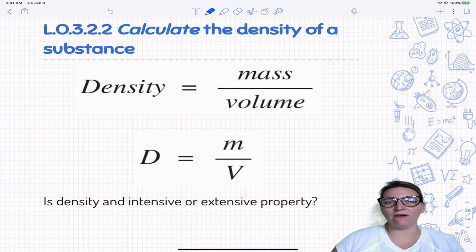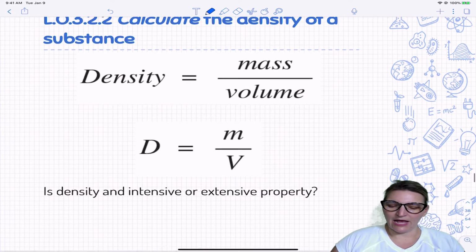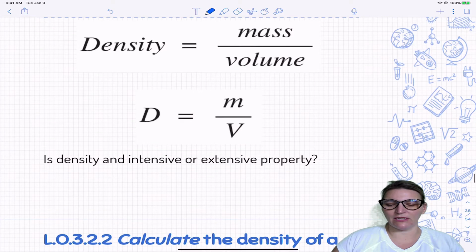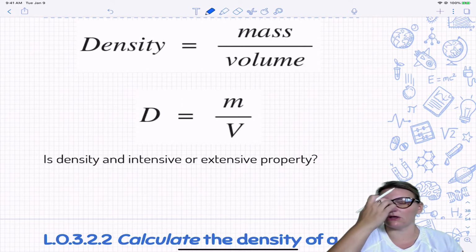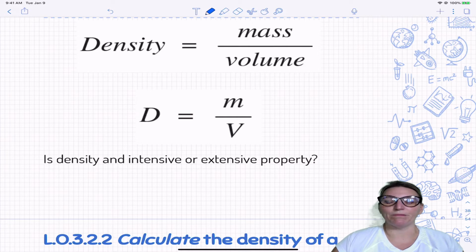When we have abbreviations for these, density has an abbreviation of a capital D, mass has an abbreviation of a lowercase m, and volume has an abbreviation of a capital V. That's actually really important. Capital M means something else, and lowercase v means something else, lowercase d means something else. So we just need to be certain that we are using the correct abbreviations. So we looked at this earlier.